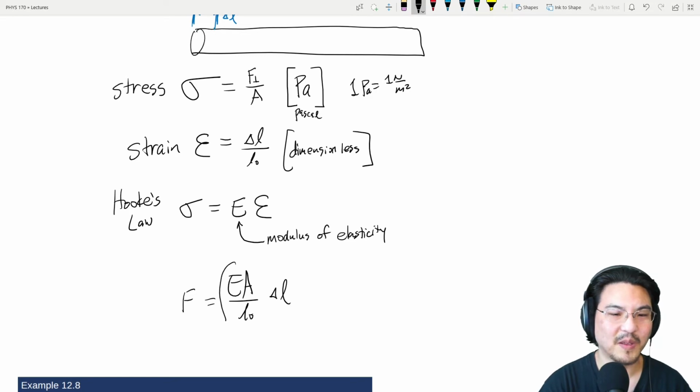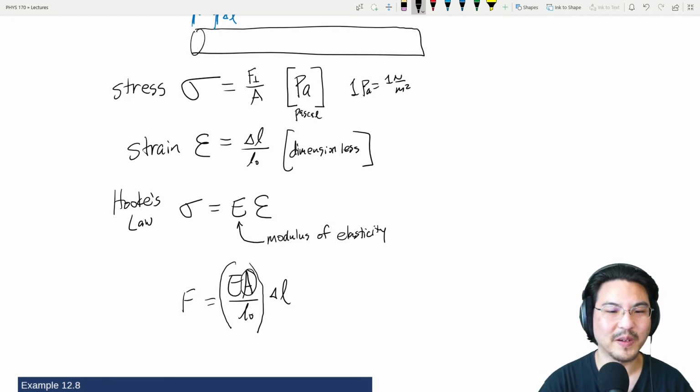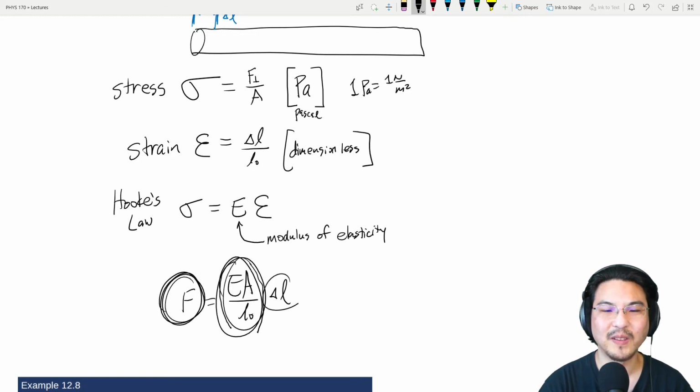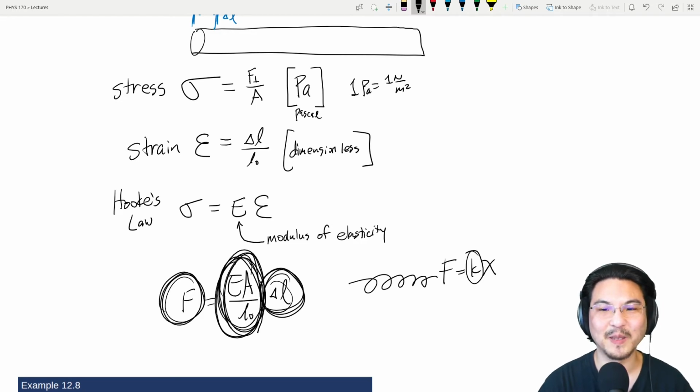Now, this whole thing is a constant. The modulus of elasticity depends on the material. That's the cross-sectional area. That's the original length. So the force is proportional to the change in length. Doesn't that look exactly like a spring, like Hooke's law? But now that spring constant, we're going into more detail. It's not just one number; it depends on the material, the cross-section, and the original length. And it's not just for springs.